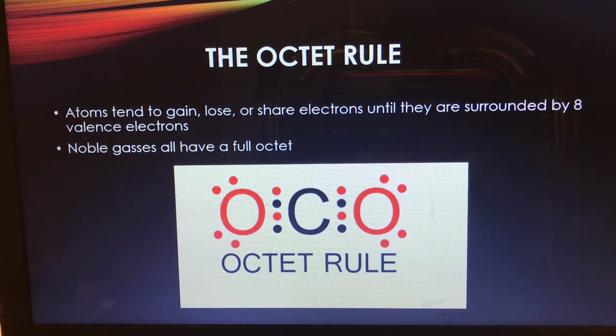The octet rule. The octet rule allows us to predict how atoms will form chemical bonds to make molecules. When atoms have 8 electrons in their highest energy level, they have an octet. Atoms tend to gain, lose, or share electrons until they are surrounded by 8 valence electrons. Noble gases all have a full octet.